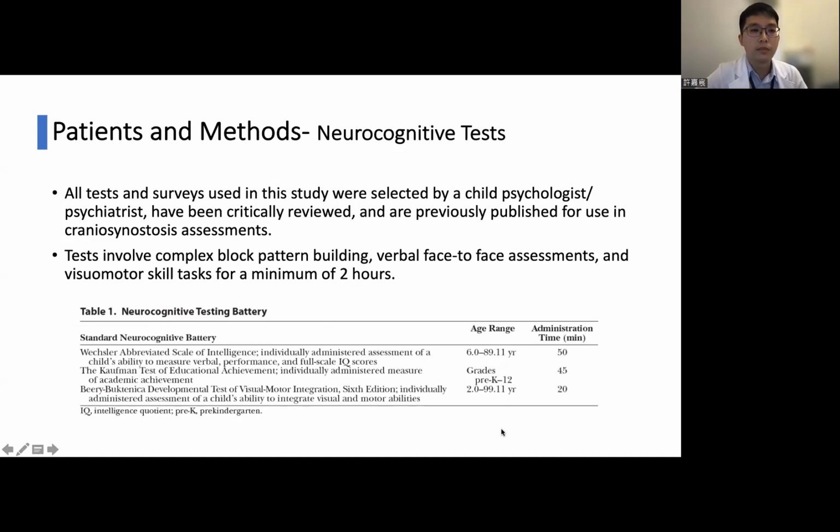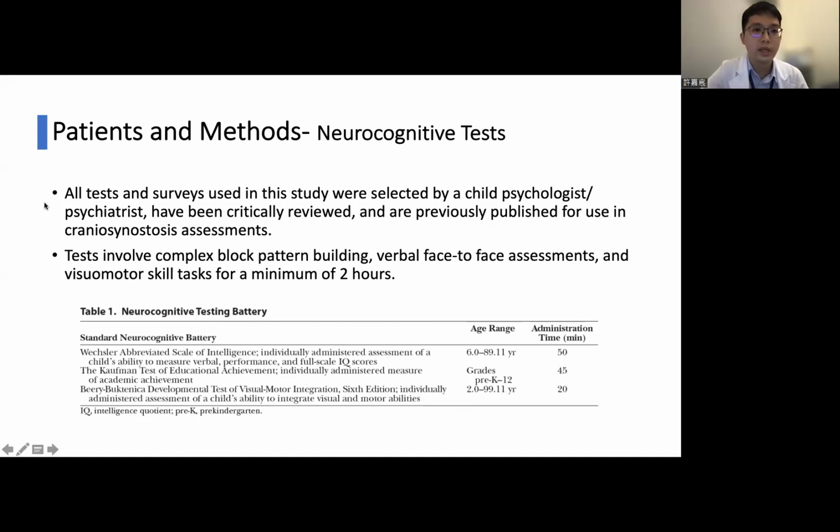And so for the patients and methods, for the neurocognitive tests, there are three tests included in this article, and we can see Table 1 below. The first is the Wechsler Abbreviated Scale of Intelligence. The second one is the Kaufman Test of Educational Achievement. And the last one is the Beery-Buktenica Developmental Test of Visual Motor Integration.